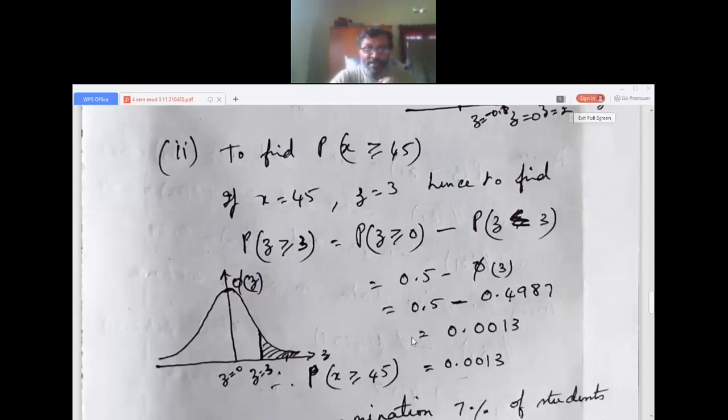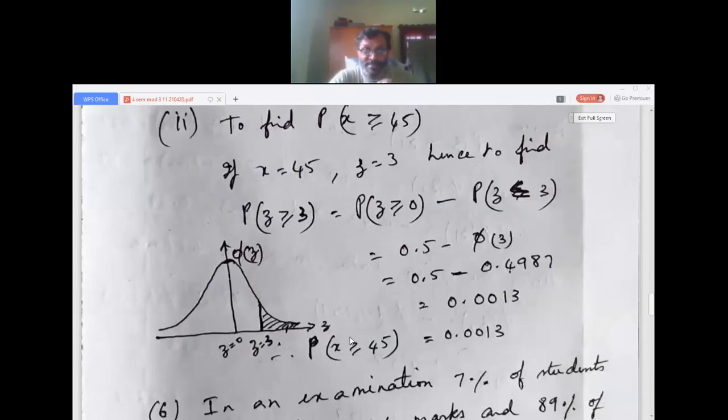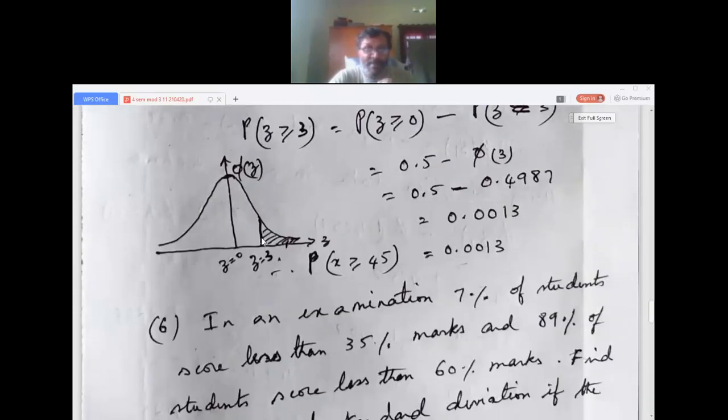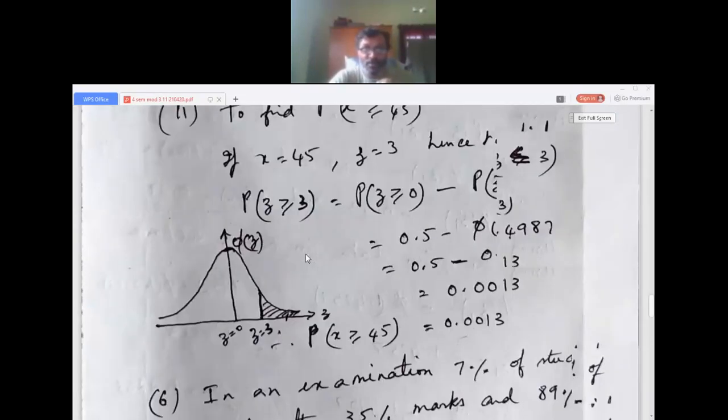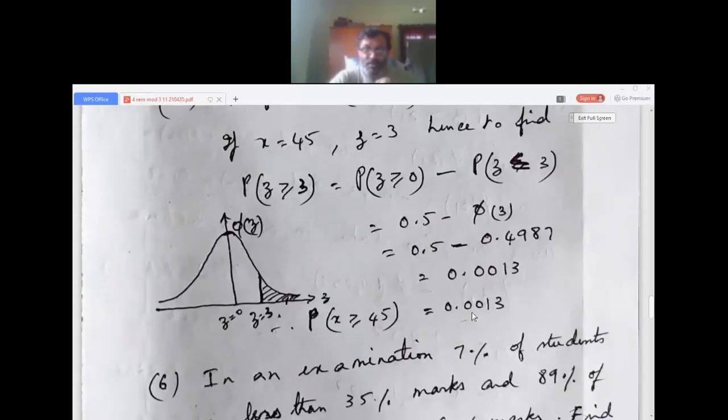So we get P of z greater than or equal to 0 minus the area till here, that is P of 0 less than or equal to z less than or equal to 3. So we'll get 0.5 minus phi of 3. So 0.5 minus 0.4987 will be 0.0013. So P of x greater than or equal to 45 will be 0.0013.